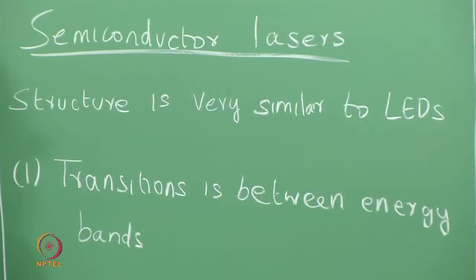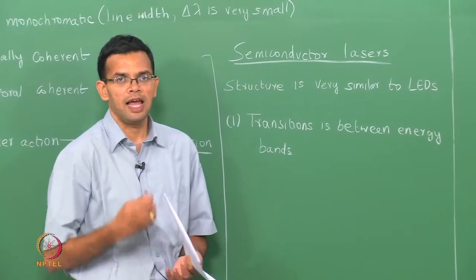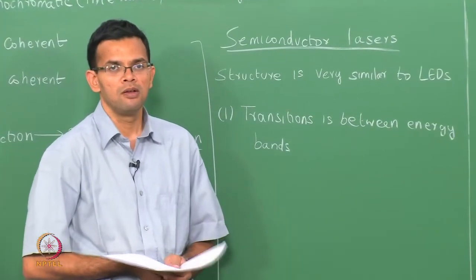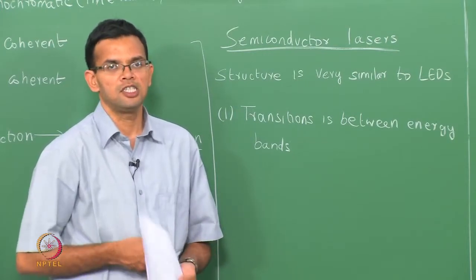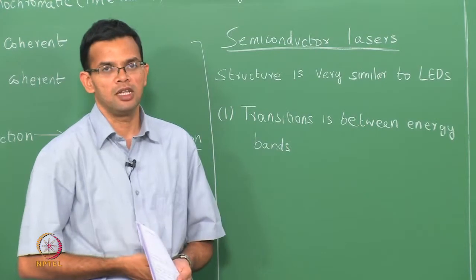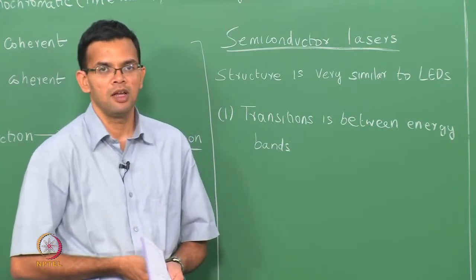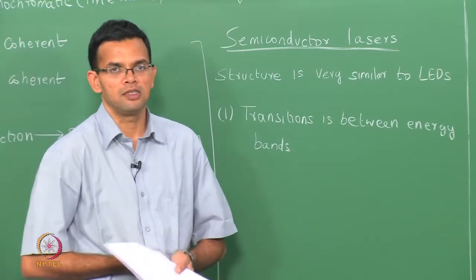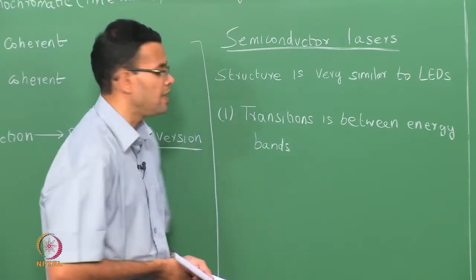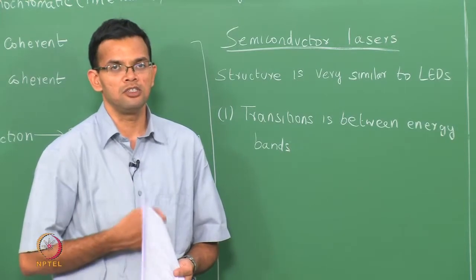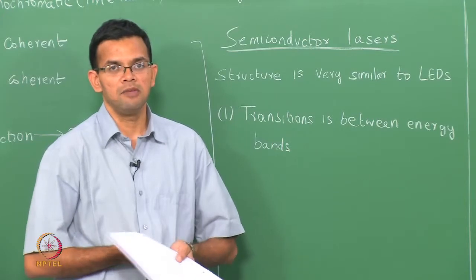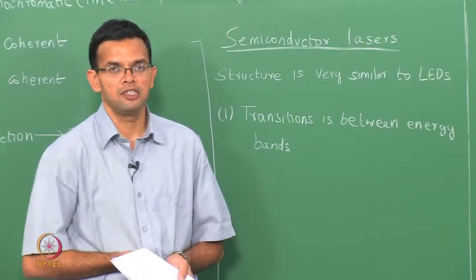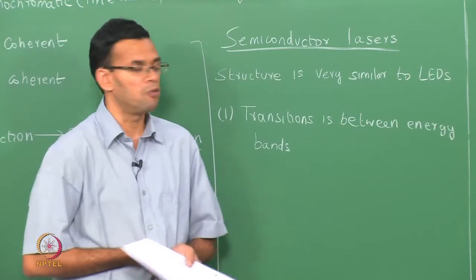One of the important criteria of lasers is that they should be highly monochromatic, which means the line width should be extremely small. In the case of a gas based laser, say a helium neon laser, the transition occurs between atomic states, and these atomic states are very sharp, which gives rise to the high monochromaticity. In the case of a semiconductor laser though, the transition is usually from a conduction band to a valence band.